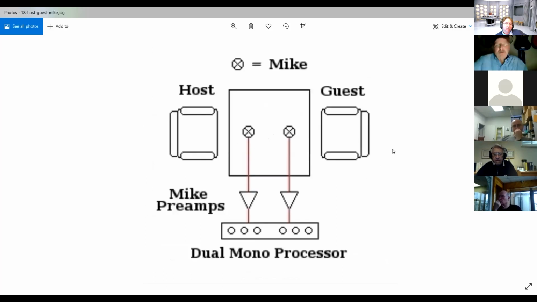Now, I'm going to show you some pictures. I've got to pull them up. I'm going to show you some pictures of a Symmetrix processor in a minute. You can do this if you don't have dedicated mic processors. You can do this, use a dual mono processor. It's very important.